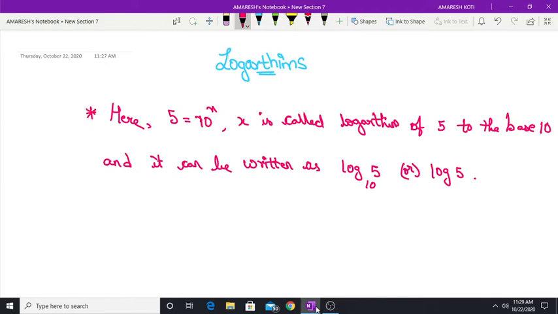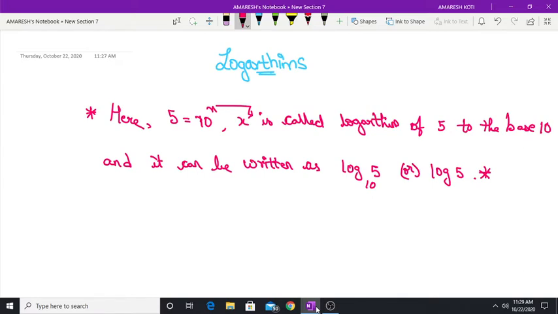Once see this. Suppose we take a number like 5 equals 10 power x. Here x is called the logarithm of 5 to the base 10, and it can be written as log 5 to the base 10 or log 5.